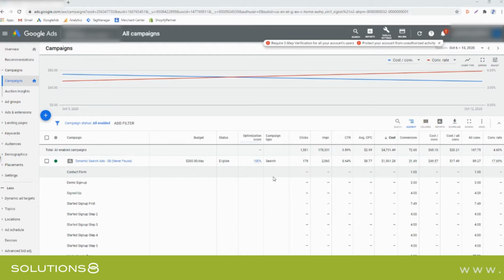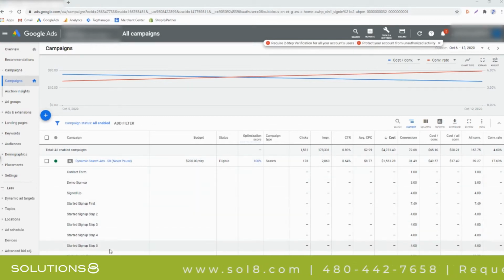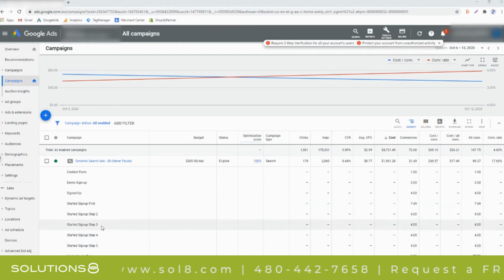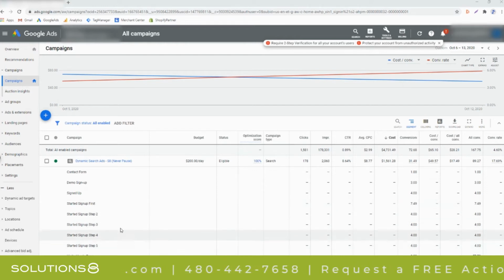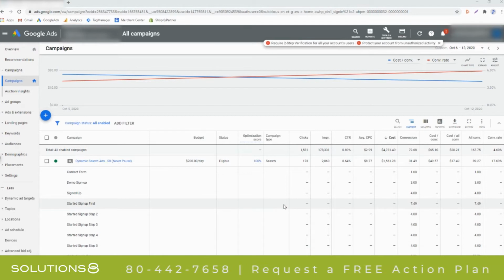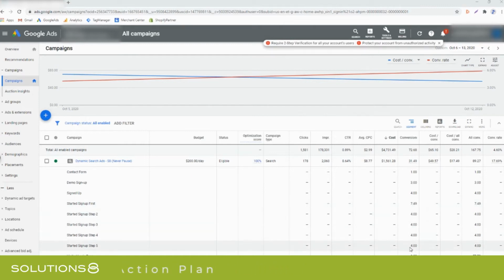The account that I have pulled up here is Software as a Solution. It's a SaaS product, and you'll notice that there are multiple stages to the sign-up process. We've got first, second, third, fourth, and fifth, and we've been able to segment according to the conversion action. What it lets us see is we have 8 conversions that signed up for our first step, but only 4 of those carried through all the way. So we've got about a 50% retention from start to finish, which is critically important.